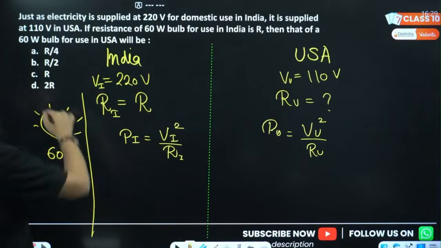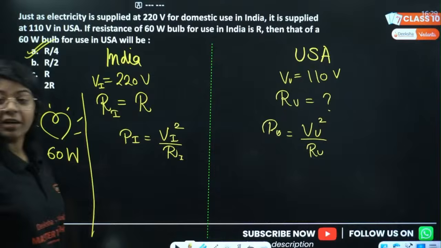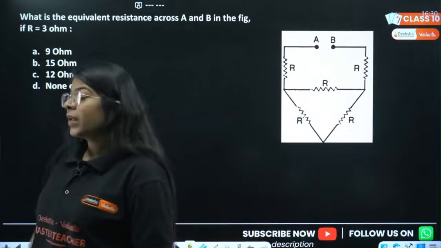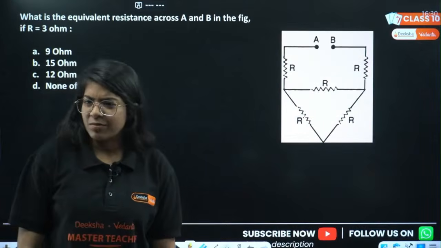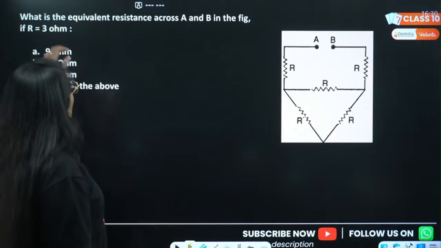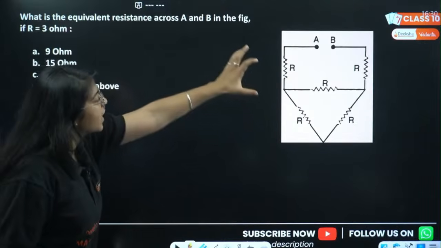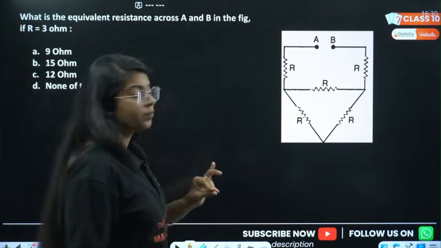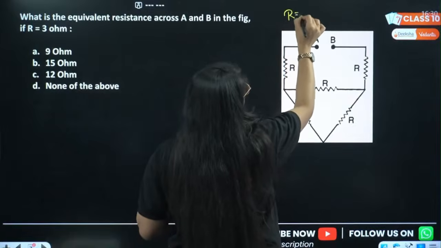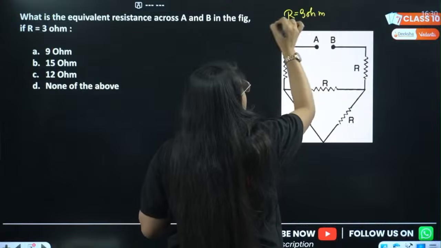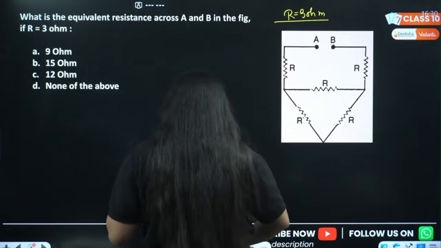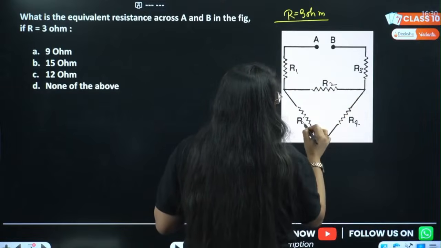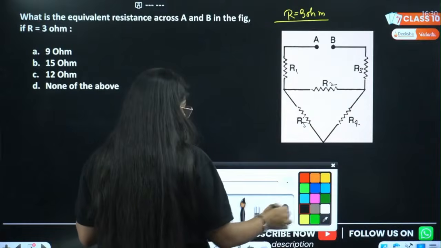Everyone, we have the option A. A lot of you gave A answer. Very good. I'm so proud of you. Okay, next question. Focusing heavily on questions today, everyone. What is the equivalent resistance across A and B in the figure if R equals 3 ohm? Okay, we are given that R equals 3 ohm, and this is the circuit diagram we are given. Let us give them the names 1, 2, 3, 4 and 5. Now let me know the answer to this question.